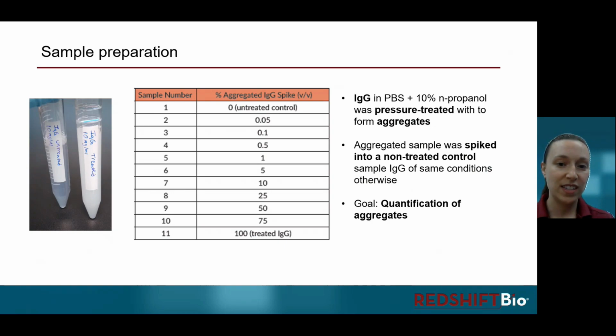Then, using the stressed sample as a surrogate for misfolded aggregates, we spiked in small amounts of the treated sample into the untreated sample at increasing amounts, and used sample 1 as the untreated control and sample 11 as the 100% treated control. Each of these samples in the table were then run on our MMS system to quantify the structure.